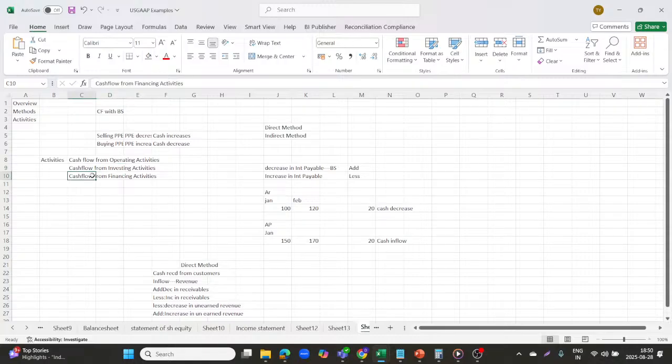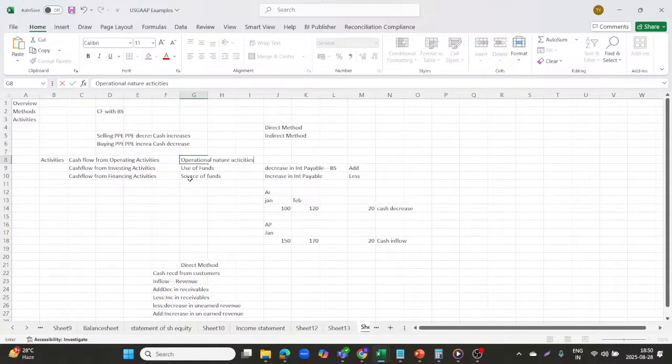Financing activity is the source of funds, meaning how you are raising funds from outsiders: from shareholders by issuing shares, or by borrowing from long-term debt. So this is how you are raising the funds, that is your source of funds, and the investing section is your use of funds. And this other one is your operational activity, because that is related to your business.